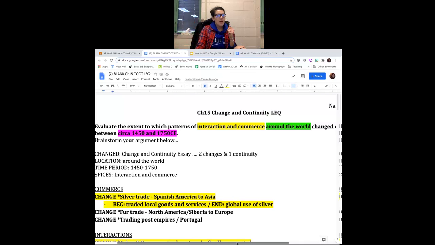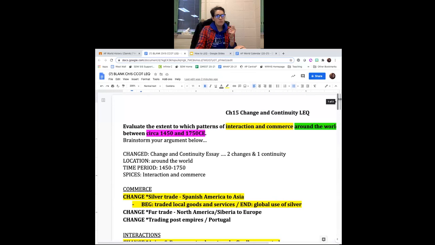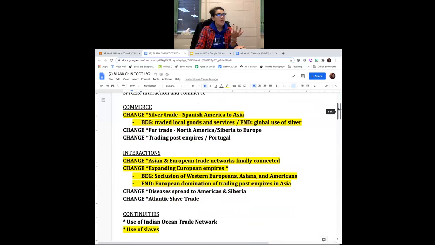Then what I did is I brainstormed in my notes as well as in my head anything I knew from this time period that had to do with commerce, so trade, jobs, goods, things like that, interactions between groups of people, and then any continuities. Once I had done this brainstorming process, I really just went through and picked out, okay, which are the 3 that I think I could find the most evidence for.